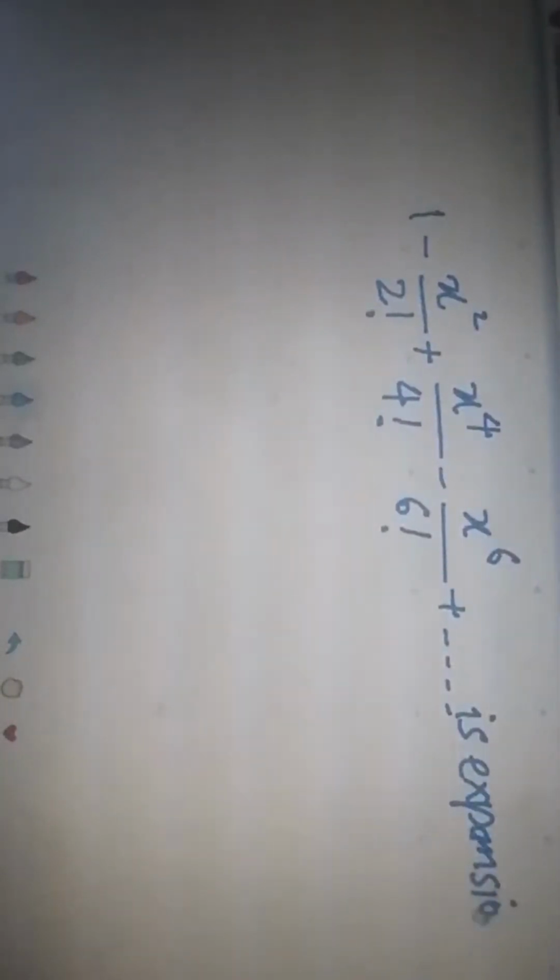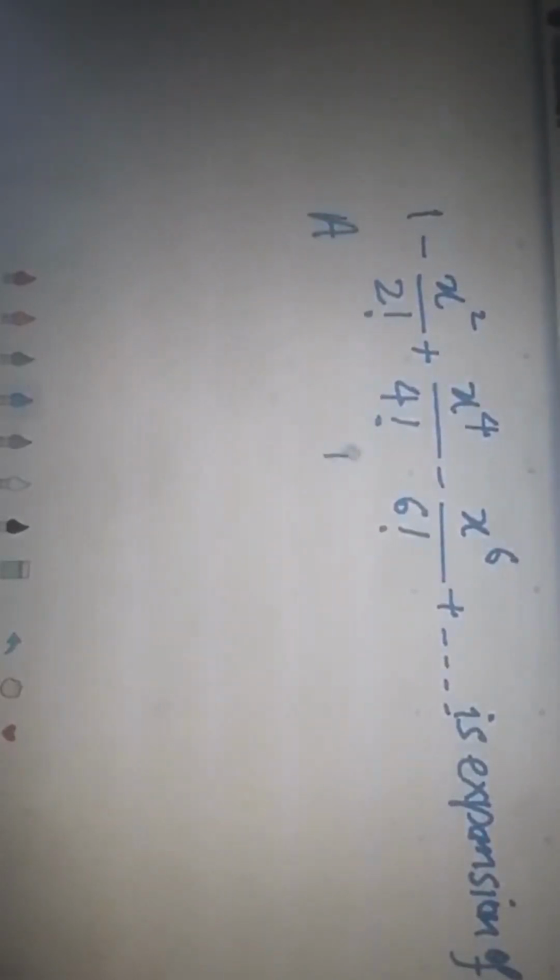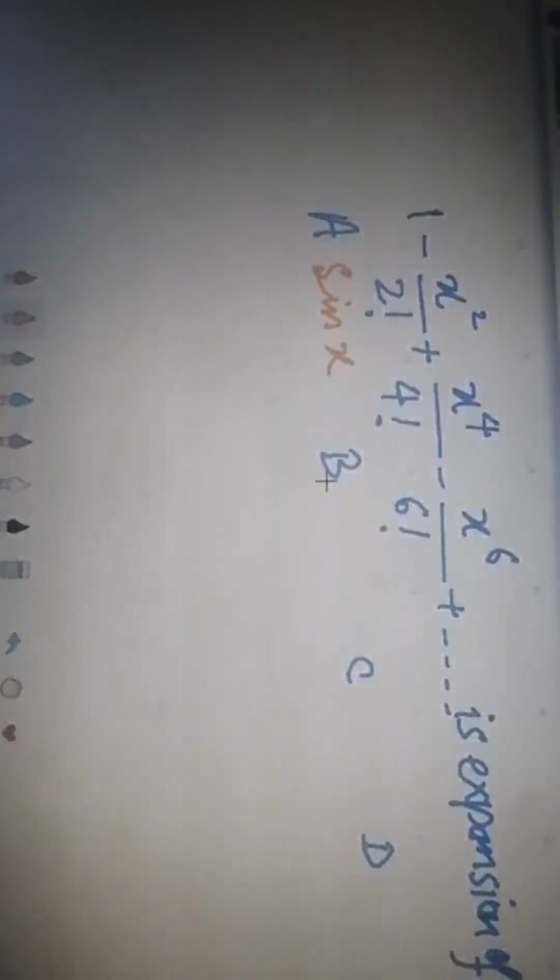Options A, B, C, D. The possible options are sin x, or cos x, or natural log of 1 plus x, or e to the x. What is this series of? If you are a math genius, you must know it. How can we identify this?